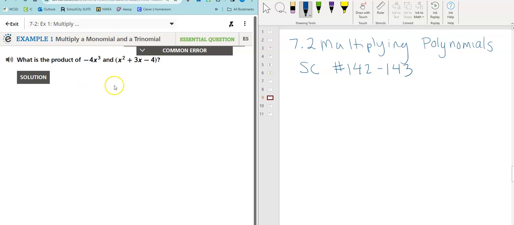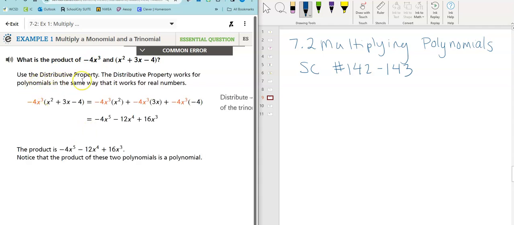Let's go. So our first example here is just looking at multiplying a monomial, so a single term, and a trinomial, or three terms together. This we're going to do using the distributive property. It works very similar with polynomials in the same way that it works for real numbers. So all we are going to do is just distribute this negative 4x to the third to each term inside my parentheses.